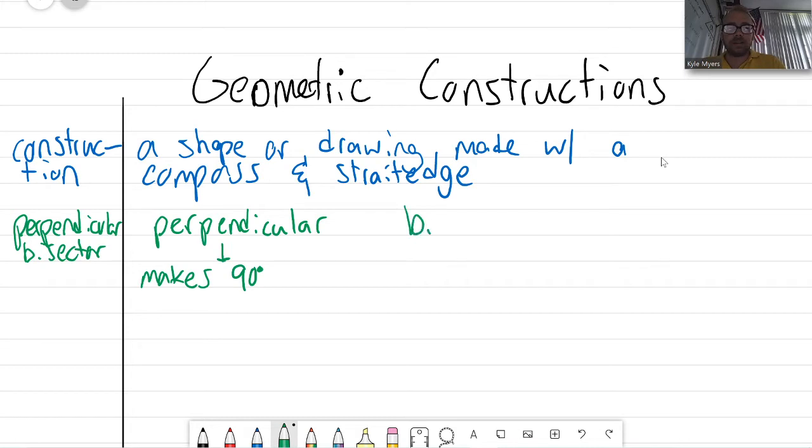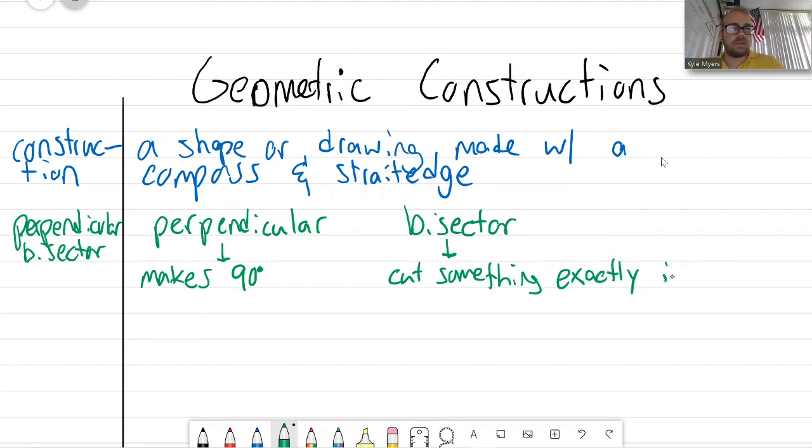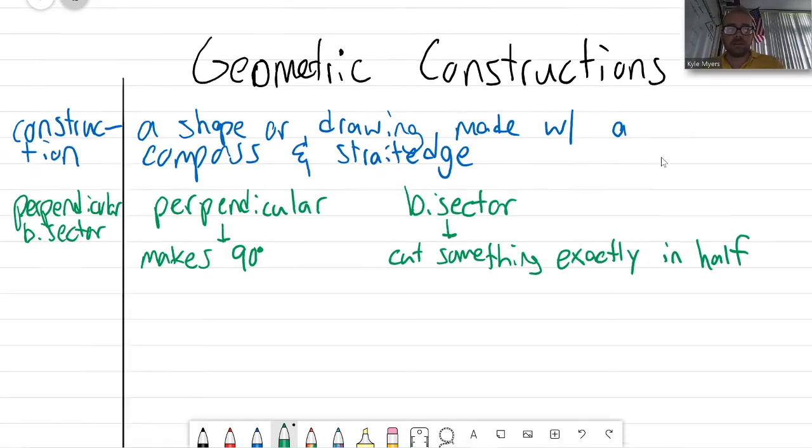And then bisector. So this one, we'll break this one down a little bit too. Bi means 2, like bicycle. And then sect means to cut. So a sector means like you cut it. So this means that we cut something exactly in half, right? All right, so a perpendicular bisector is actually going to be a line or line segment or something like that that's going to cut something exactly in half and make 90 degrees.